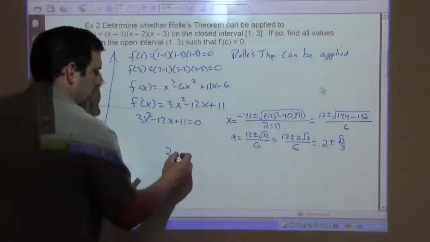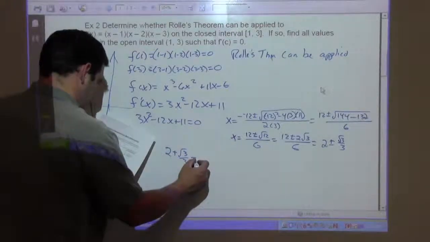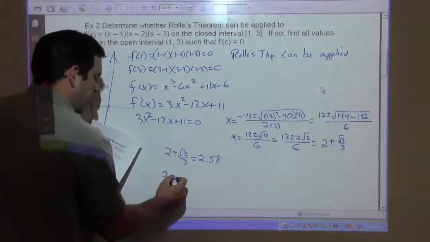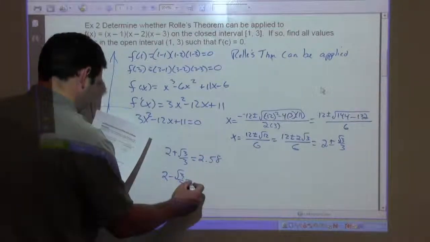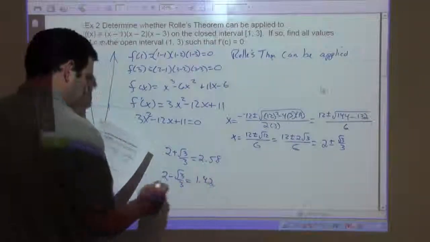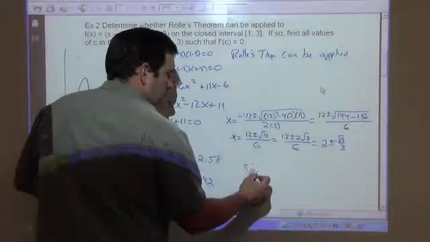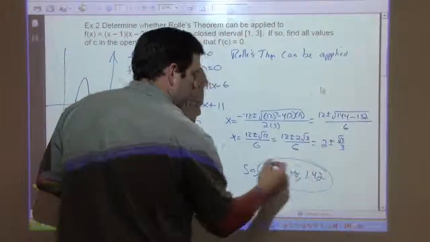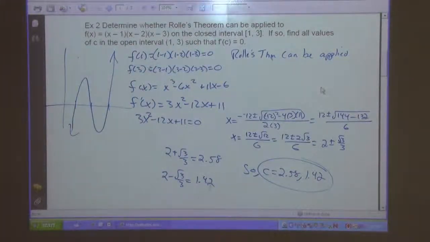So if we do 2 plus the square root of 3 over 3, we're going to be at 2.58. If we do 2 minus the square root of 3 over 3, we're going to be at 1.42. So c equals 2.58 and 1.42. Okay, so that was fun. Rolle's theorem is really cool. We can really use it here and find these places.